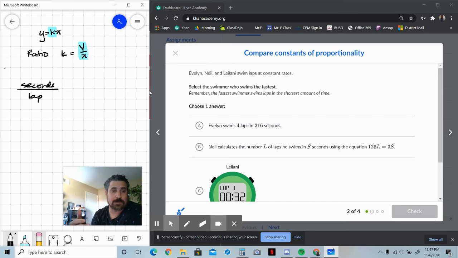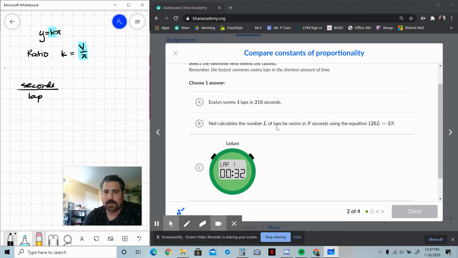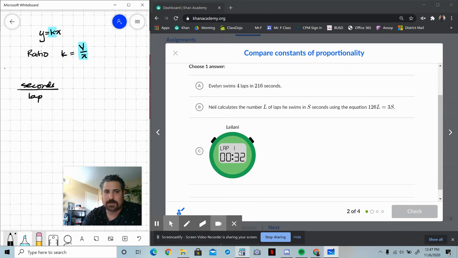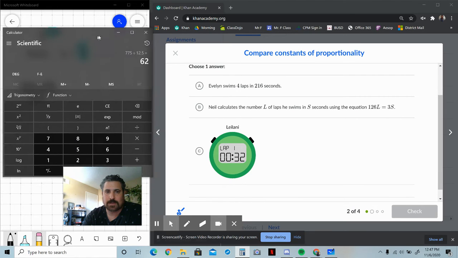It really doesn't matter which way you're looking at it, as long as you understand what you're looking for. So if it's seconds over laps, you're looking for the smallest number to be the fastest. If it's laps over seconds, you want the largest number to be the fastest. But the way they describe it, they're going to do seconds over laps, right? So you do seconds divided by laps and compare the values. So it says here, choose one as the answer. What's the fastest one? So the first one, I think we just do it in the calculator and make it easy, right?